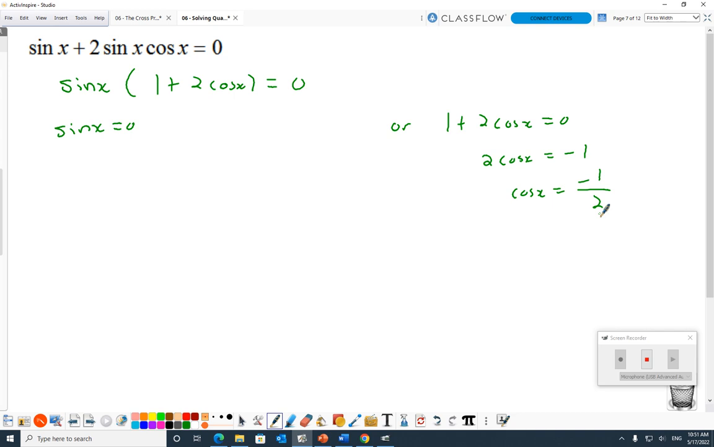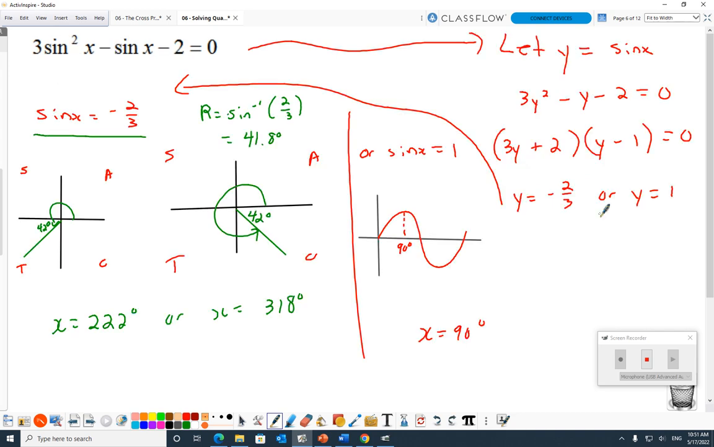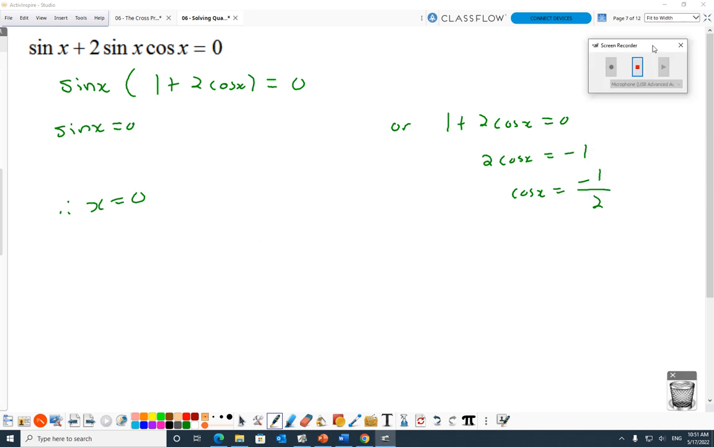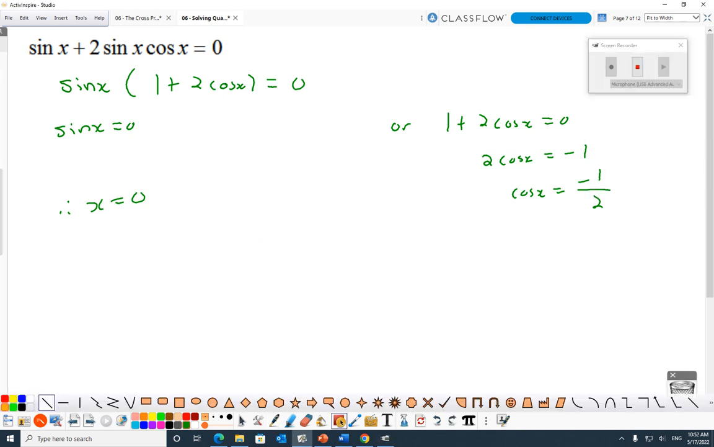I'll go back to my previous graph. Where is it? Sine x equals 0. There's my sine x graph. Sine x equals 0 means, therefore, x equals 0. This one, though, needs a little bit of work. 1/2 is 1/2 in the special triangles. You think about that. I'll get the grids up.